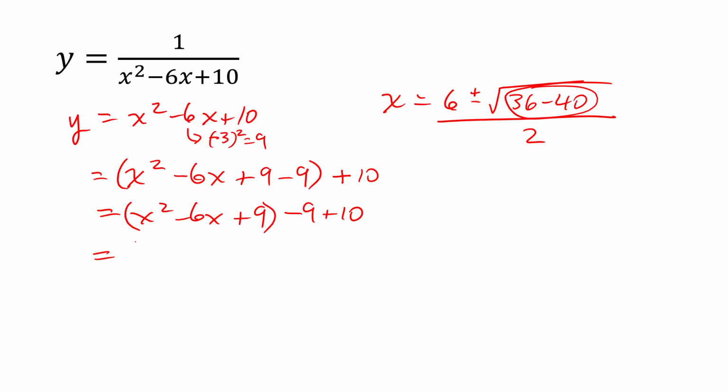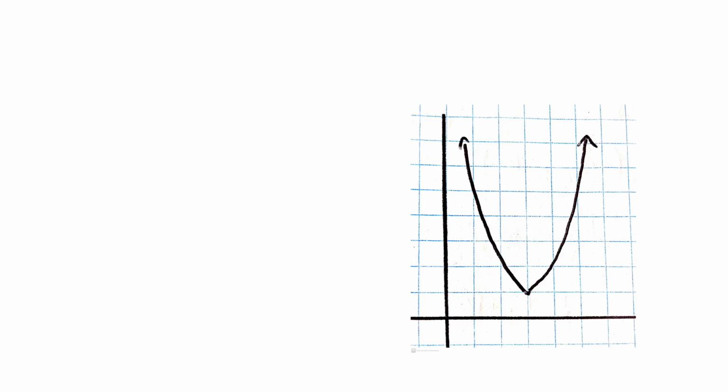What we end up with is the parabola y equals (x minus 3) squared plus 1. That opens up with a vertex at (3, 1), and there are no x-intercepts. The curve looks like that.